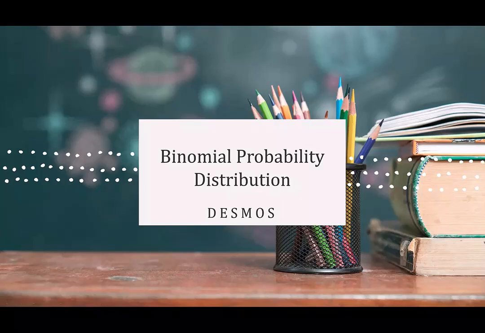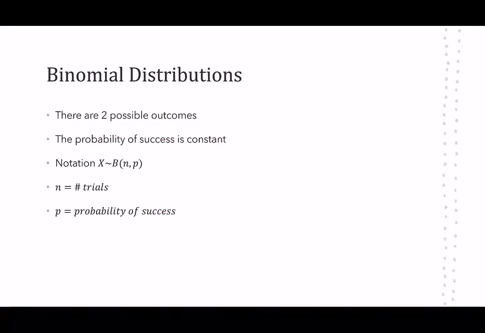Hi everybody, today we're going to talk about the binomial distribution and I'm going to solve the problem using Desmos. So as a reminder, a binomial distribution happens when there are only two possible outcomes for our event. We think of each outcome as either being a success or not a success.